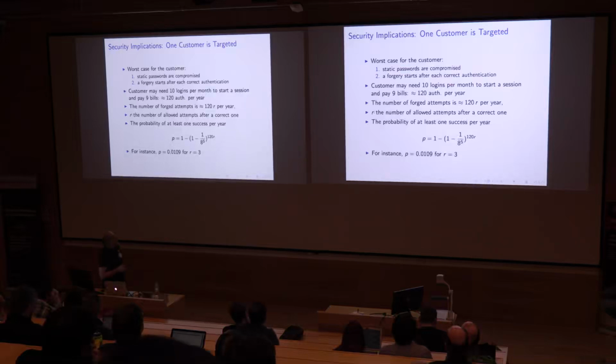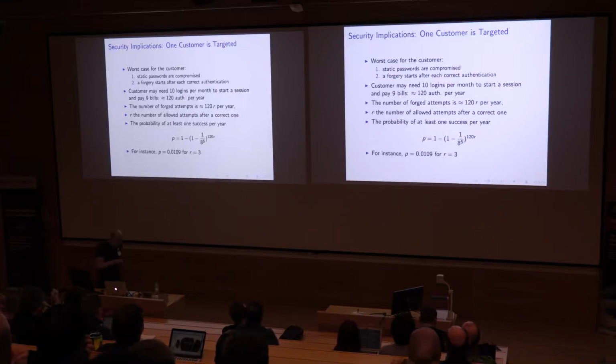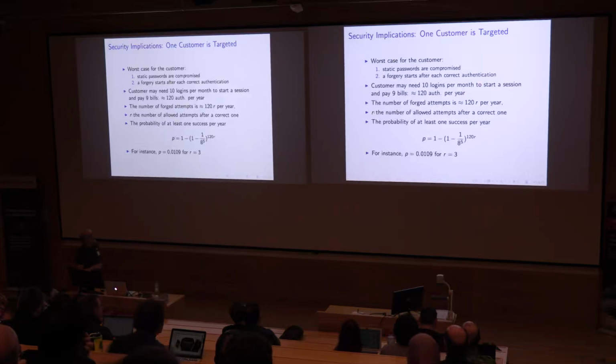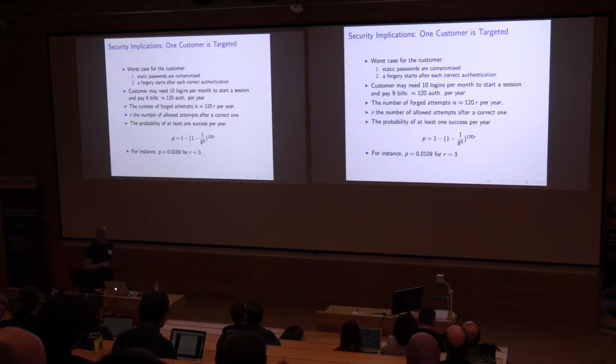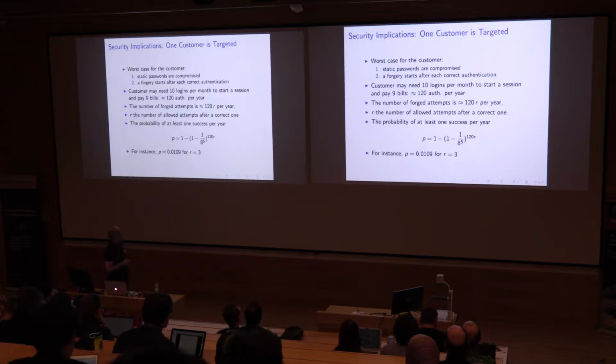Before, my conclusions were based on experiments. Now I want to say something based on some assumptions. It is kind of speculation. I want to understand the security implications of my findings, and I consider the worst case for the customer. The worst case is that static passwords are compromised. It's a very natural assumption. The second assumption is that forgery may start after each correct authentication.